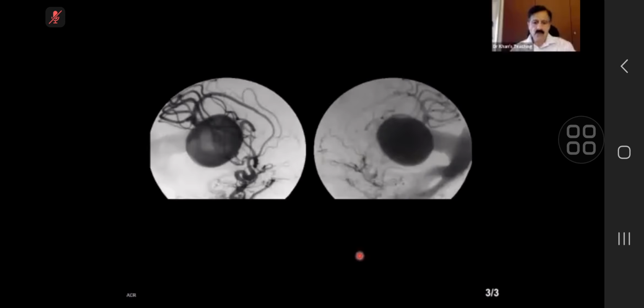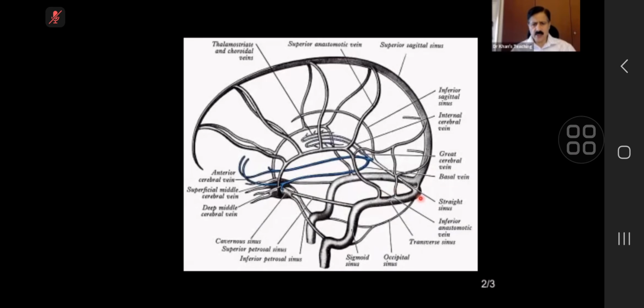Fine. Good. Now, let me go back. Let's revise a bit of anatomy, which will help us understand this case. Now, if you see here, this is the superior sagittal sinus, and this is the inferior sagittal sinus.